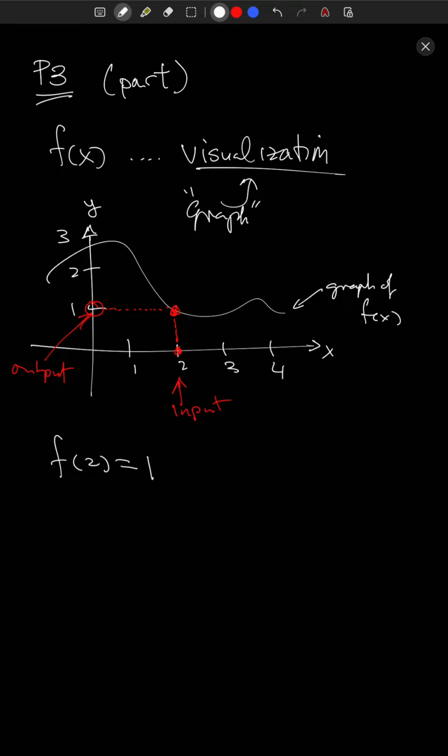Okay, another example. If I look at the input of 1, then again, I go vertically up until I hit the graph, and then I go horizontally until I hit the y-axis. And the position on the y-axis right there is going to be the output. All right. So perhaps this one looks like f of 1 is just under 3, between 3 and 2. So maybe we write it like this, between 3 and 2.